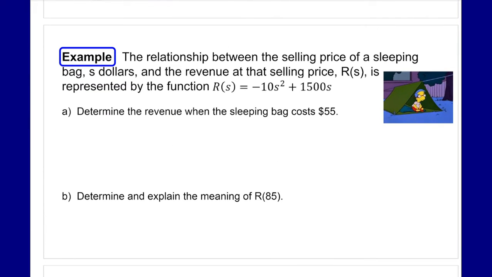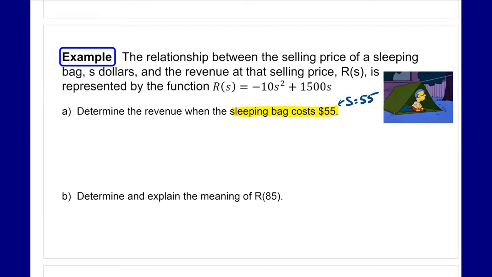So the relationship between the selling price of a sleeping bag, S dollars, and the revenue at that selling price, R of S, or R at S, is represented by the function R at S is equal to negative 10 S squared plus 1500 S. So we want to determine the revenue when the sleeping bag costs $55. So this portion here, $55, this is actually S is equal to 55, right? The selling price is $55. What would the revenue be?